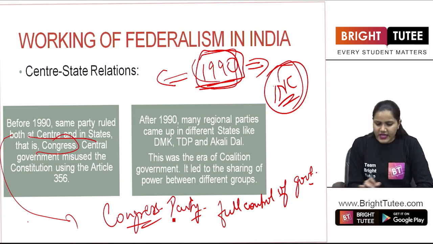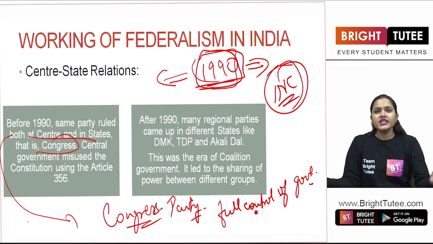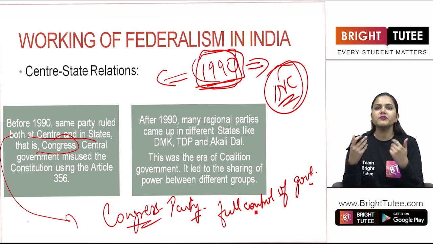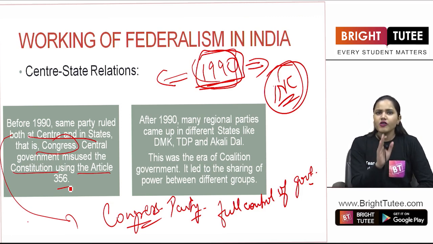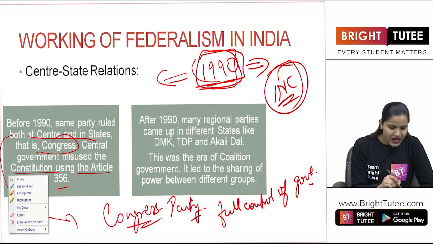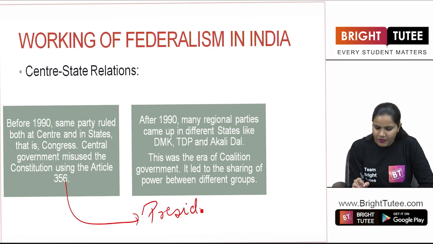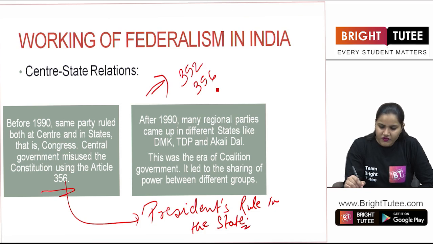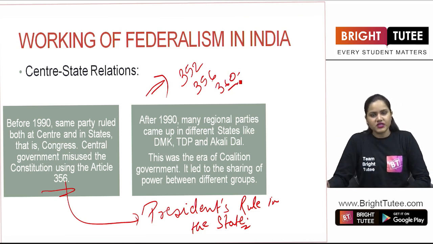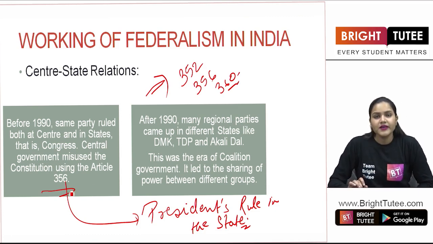Sometimes what happened, the Congress party was not allowing regional parties to come up to challenge their power. They were also misusing the constitution by using Article 356. Now, are you aware of this article, 356? This article is related to the imposition of President's rule in the states when there is a scenario of emergency, students. When you go to upper classes, you will learn about three important articles related to emergency. One is Article 352, another is 356, and the next one is 360, the financial emergency. So here we see that Article 356 was being misused by the dominant party, the Congress party.